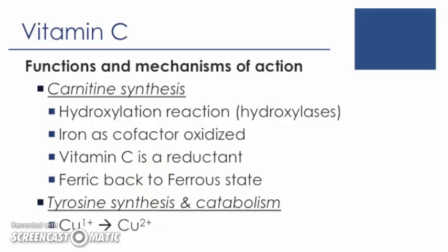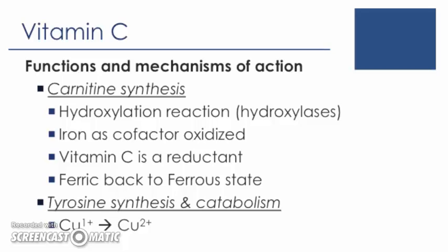We'll see a similar mechanism in tyrosine synthesis and tyrosine catabolism. However, with some of these reactions, we see iron as a cofactor, and in other reactions, we see copper instead as a cofactor. And you can see the oxidation states for copper are a little bit different from iron. Copper in the reduced form is 1+. Copper in the oxidized form is 2+. So instead of 2+ and 3+ for the reduced and oxidized state as we see with iron, for copper it's 1+ and 2+.